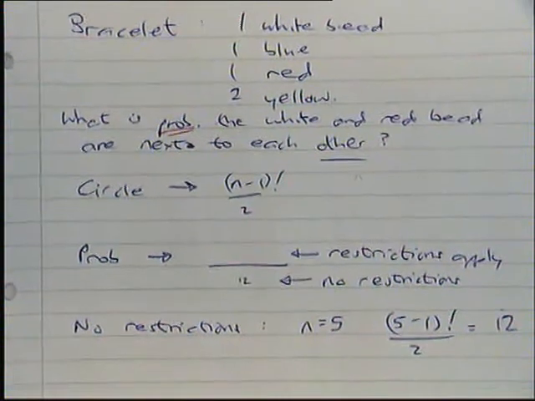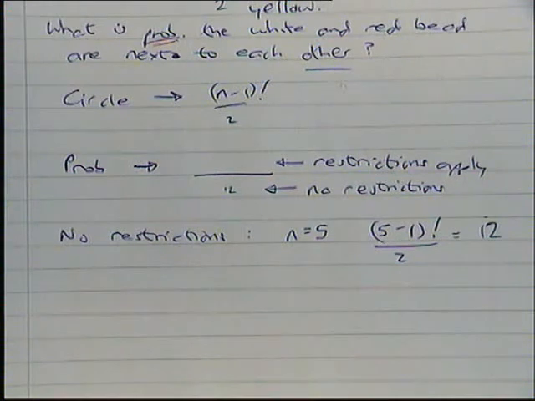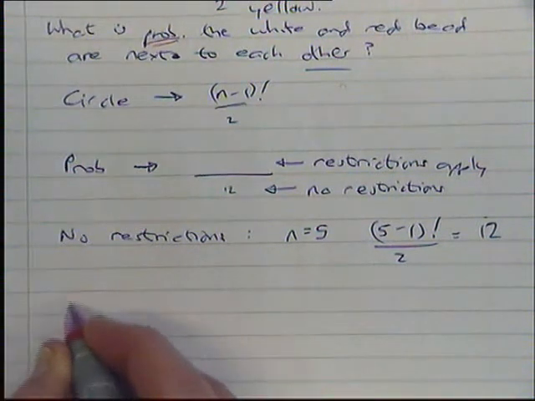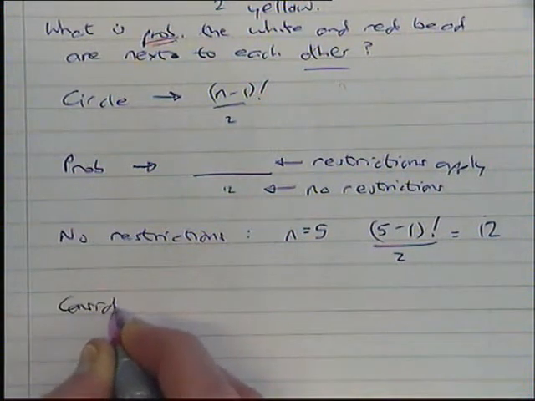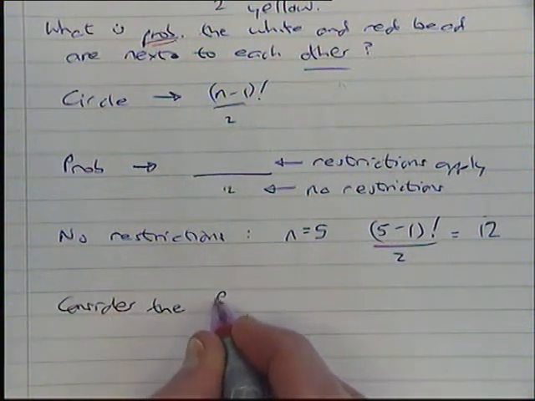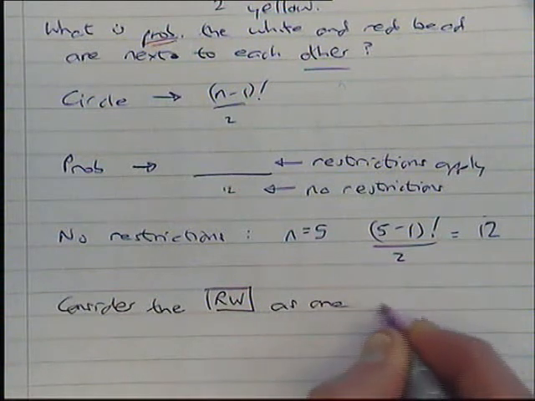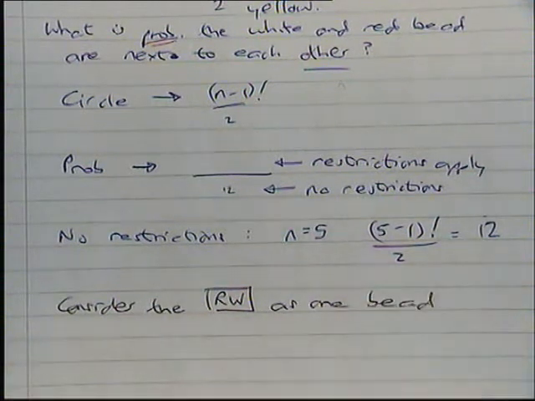Now, Emily, could you say what idea you had a minute ago? Put the one red and one white as one, so 4 items instead. Yeah, that's right. So if the red and white have got to be next to each other, consider red and white as one bead, since they've got to be next to each other.